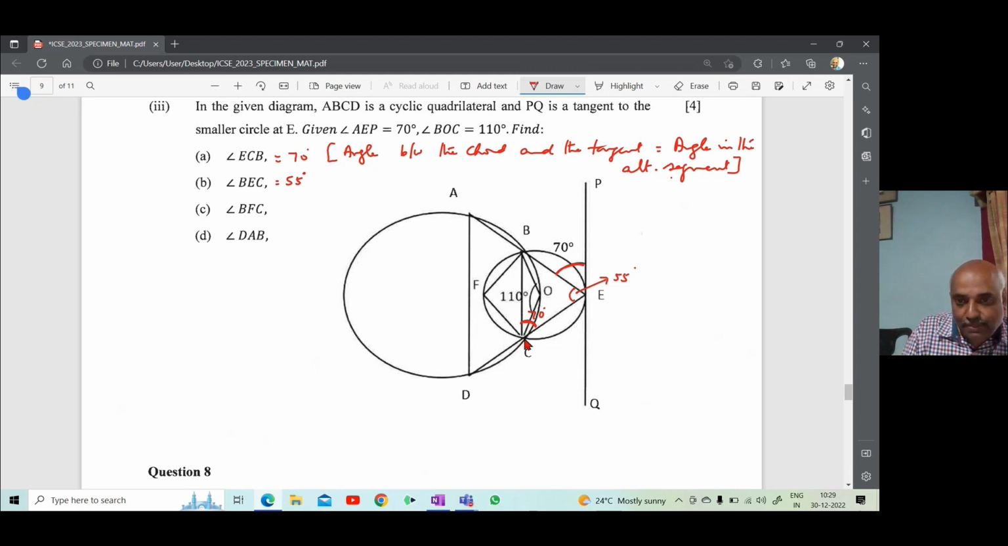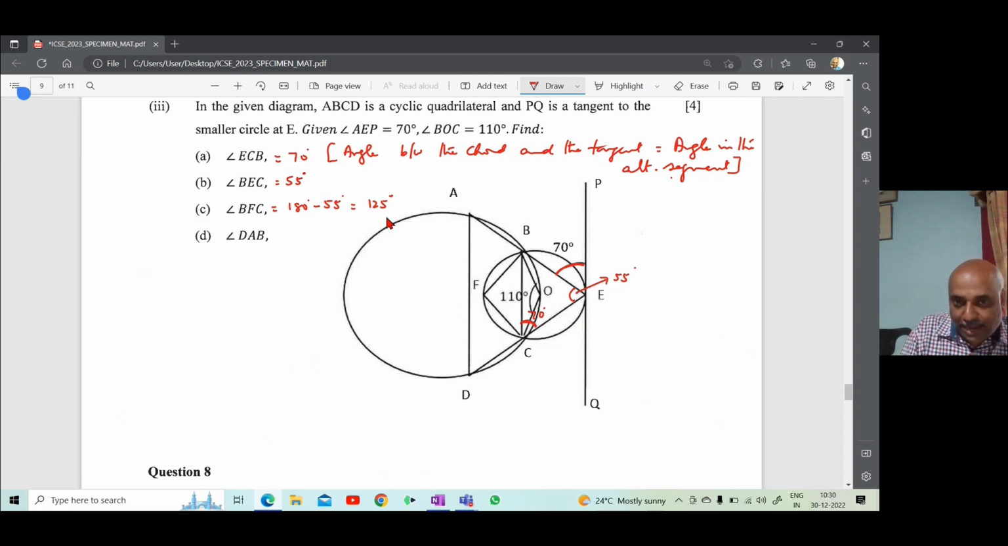BFC. What is angle BFC? Now, this is a circle, and BFCE will be a cyclic quadrilateral. In a cyclic quadrilateral, opposite angles are supplementary. So what is angle BFC? It is 180 minus 55. So what is 180 minus 55? 125 degrees.